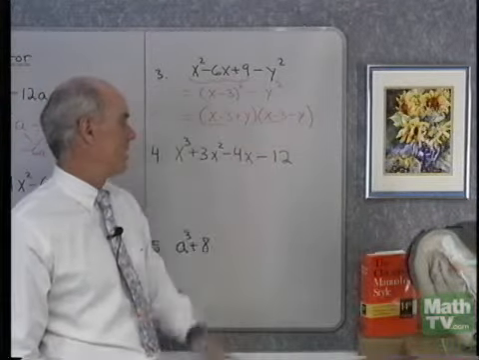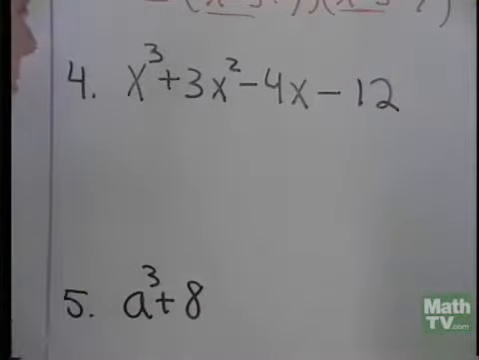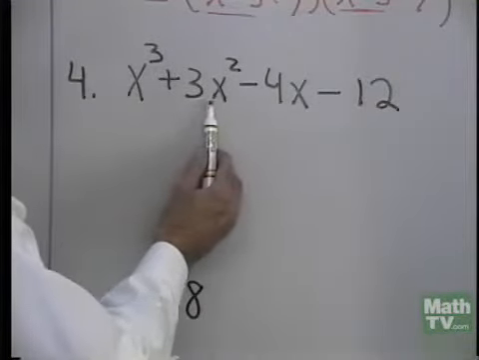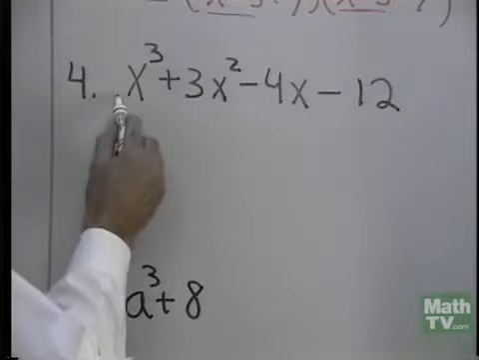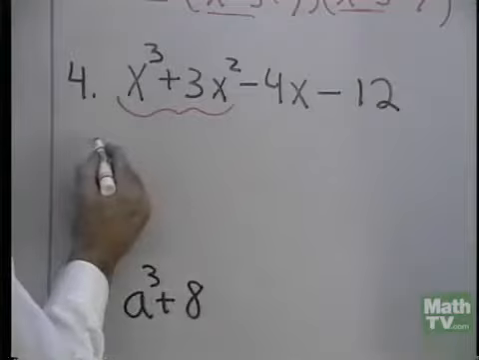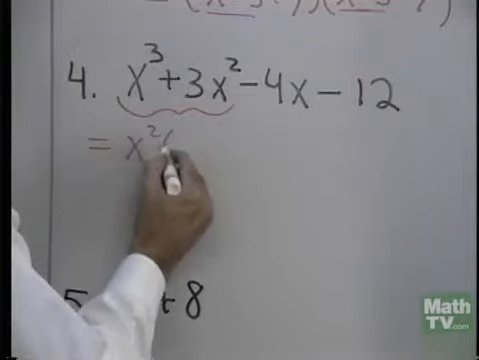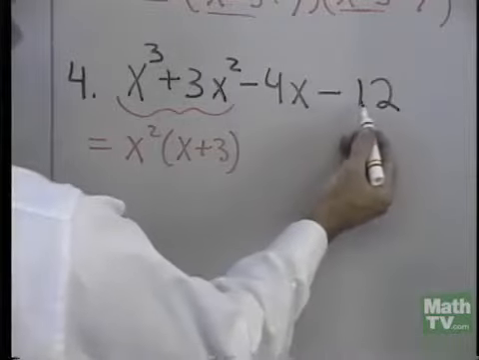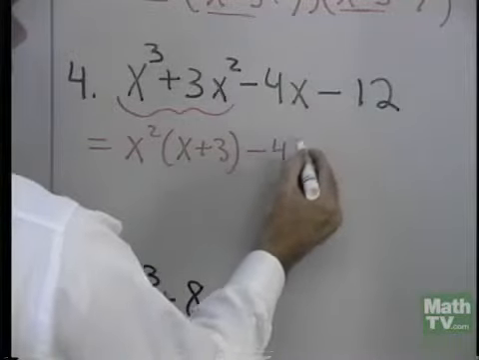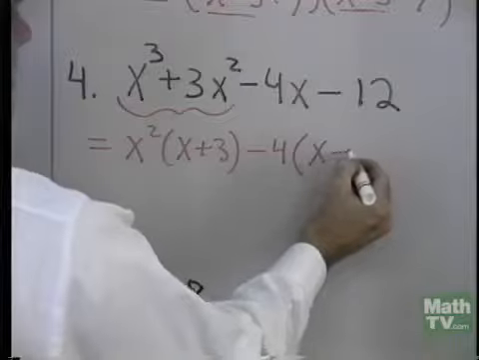Here's our next problem, also one that we're going to have to use a little factoring by grouping. X cubed plus 3x squared minus 4x minus 12, no greatest common factor other than 1. Let's group them together two at a time. I can take an x squared from the first two terms. What's left is x plus 3. From the second two terms, let's take a negative 4 by factoring. What's left is x plus 3.